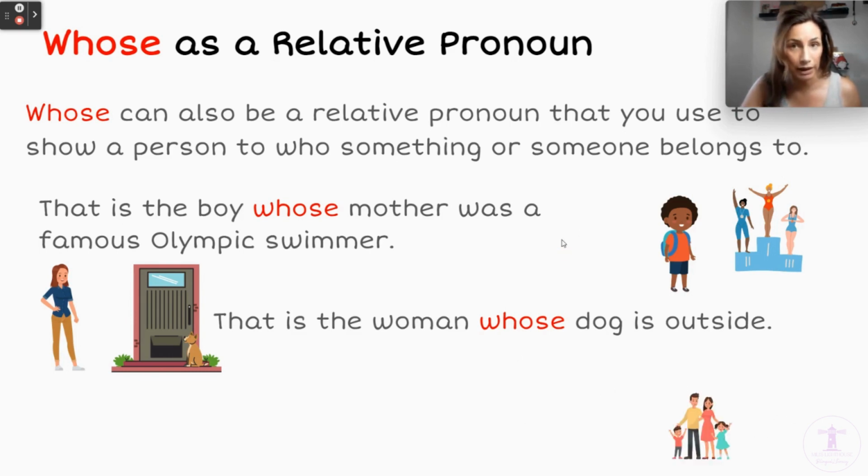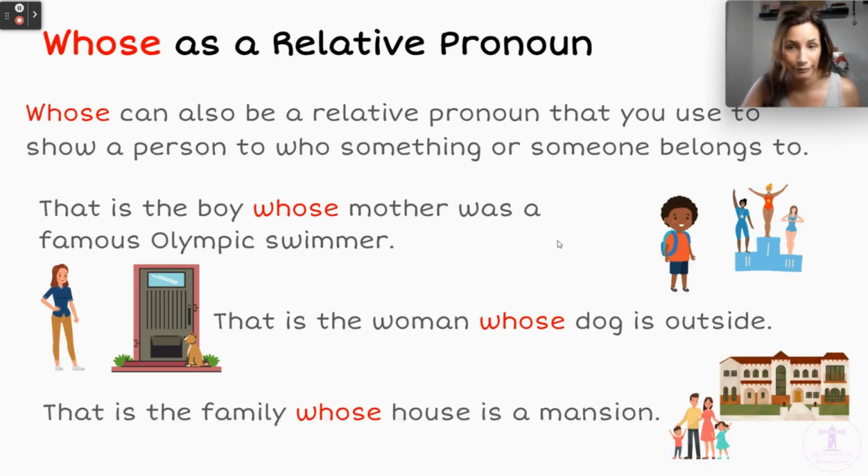Now we have a family. Okay, we have a family. And that beautiful big house is a mansion, right? And this is our sentence. That is the family whose house is a mansion. So this mansion, who does it belong to? To this family. Okay, that mansion is theirs. That is the family whose house is a mansion.